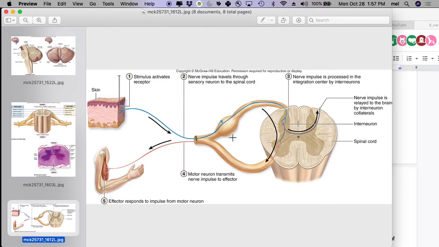Posterior root ganglion or dorsal root ganglion, yes? Posterior root ganglion. So let's address this really quickly. Who remembers what structural category of neuron that is? Unipolar. Why not a multipolar neuron?